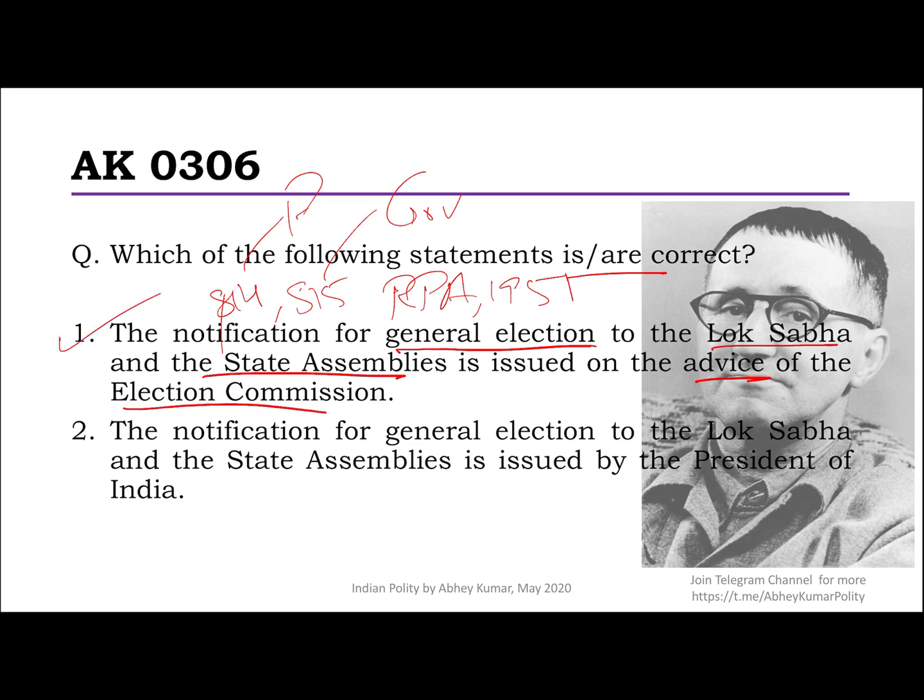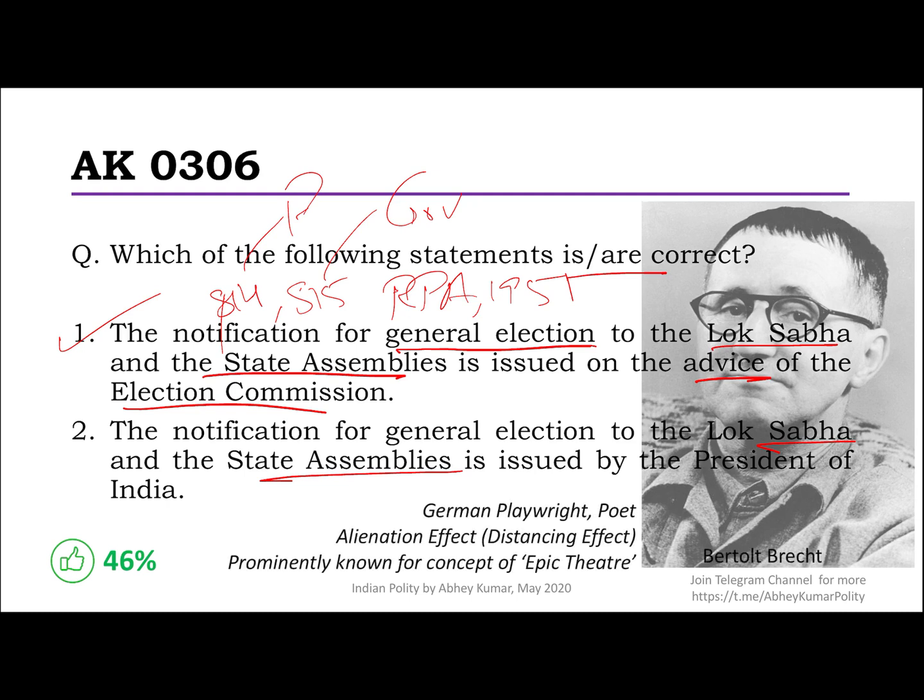So this first statement is correct. Now the second says the notification for general election to Lok Sabha and State Assemblies is issued by the President of India. Now think about it. Why would the notification for state assembly election be issued by the President? That's where it was just a small test of your presence of mind and ability to read properly, that only the Lok Sabha notification is by the President, and the state assembly notification is by the Governor of the state. So the second statement is wrong because of this reason. And as you can see, this is not that difficult a question, but still less than half of you are getting it right.